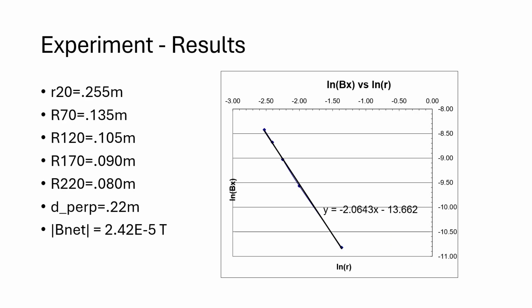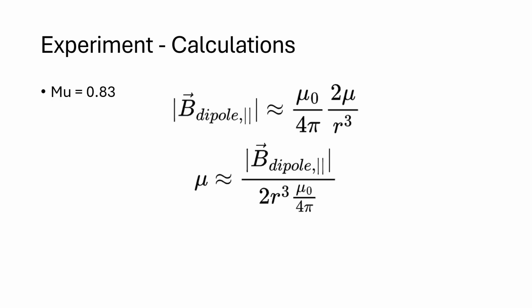So here are the results of the experiment. Again, we observed a linear relationship between the log of the distance of the magnet and the magnetic field that was observed. The net force at a 45-degree angle from the parallel axis was observed to be 2.42 e negative 5 teslas. So using the formula for the magnetic field parallel to the magnetic dipole axis, we're able to calculate mu to be 0.83.